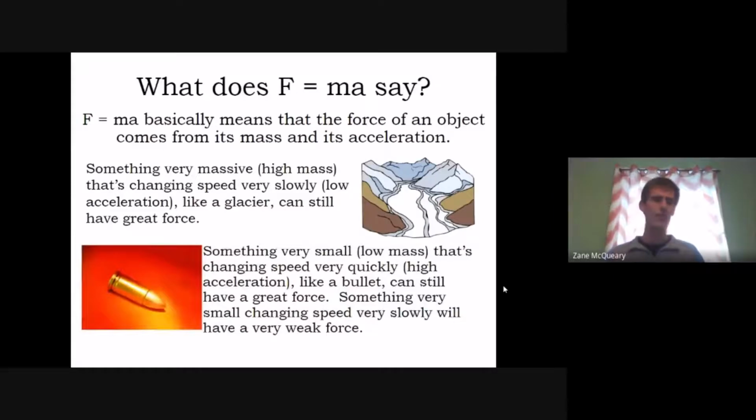A couple other things here, just real general. You can have some crazy things happen with force. For example, something as massive as a glacier, with a huge amount of mass, can have a very, very small acceleration but still exert a lot of force. Likewise, something very small, like a bullet, with a massive acceleration can still have a very high force. So it's not one size fits all. Sometimes it's a very high mass that gets you force. Sometimes it's a very high acceleration that gets you high force.